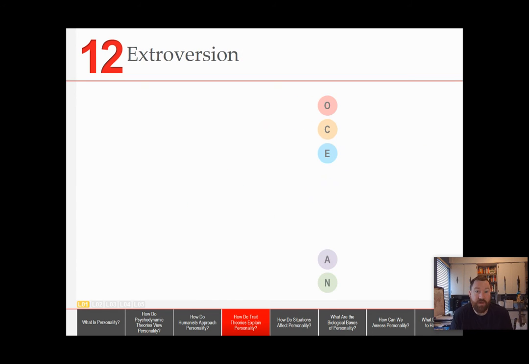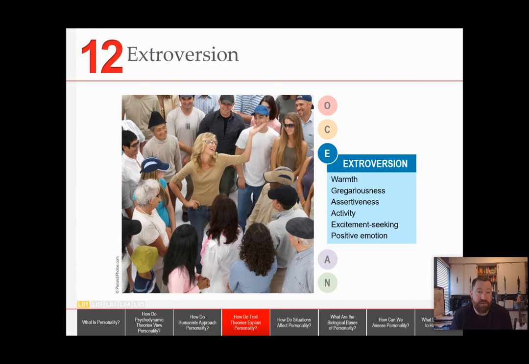Extroversion, I don't know why I just did that. Oh, because these used to be in a completely different order, and I rearranged the slides so that they would follow our mnemonic device of OCEAN. Because why create this mnemonic device on the side if you're not going to put them in that order? You gotta love slide decks.